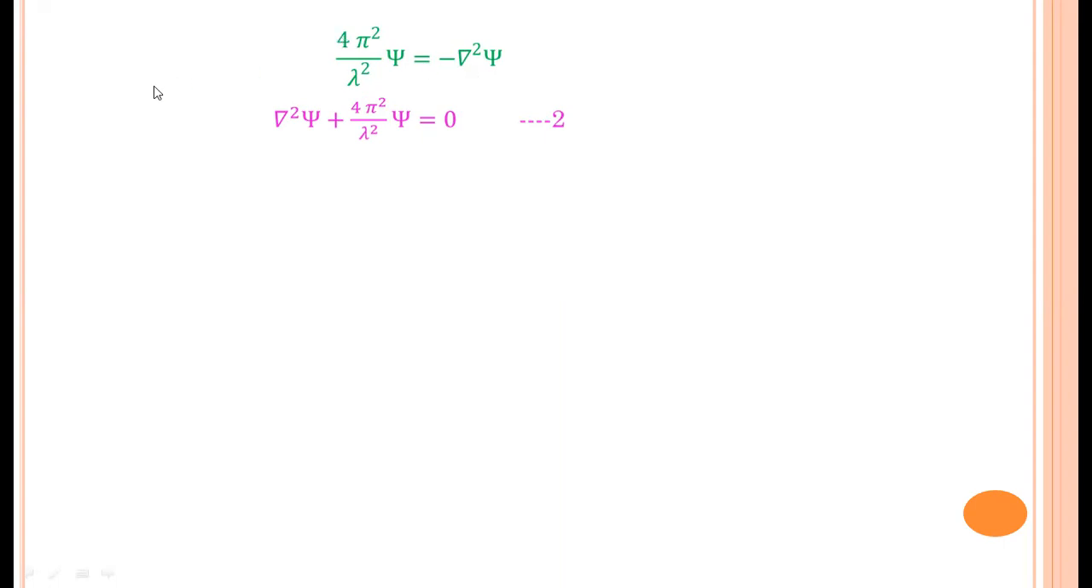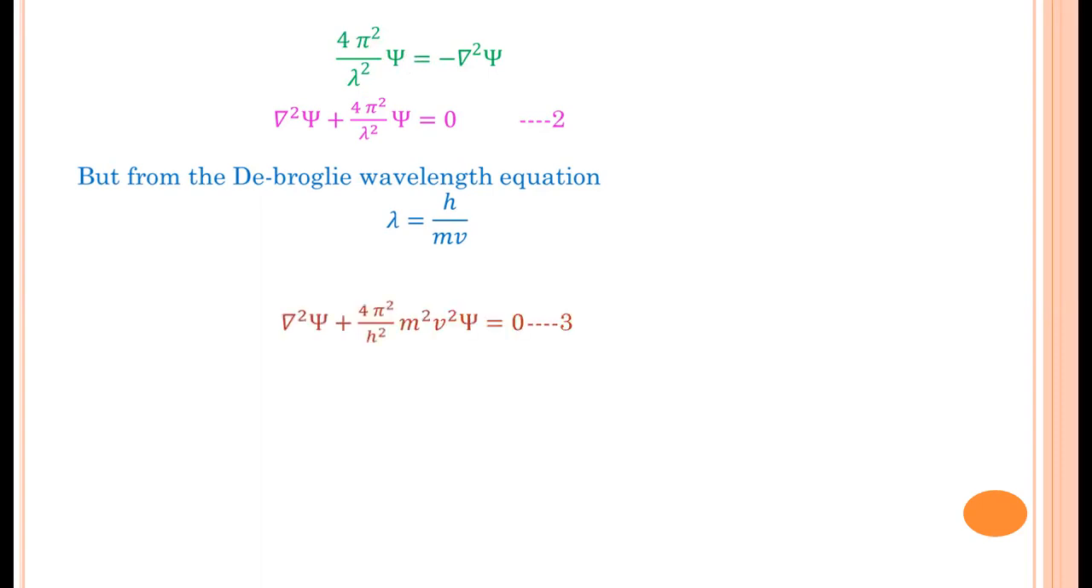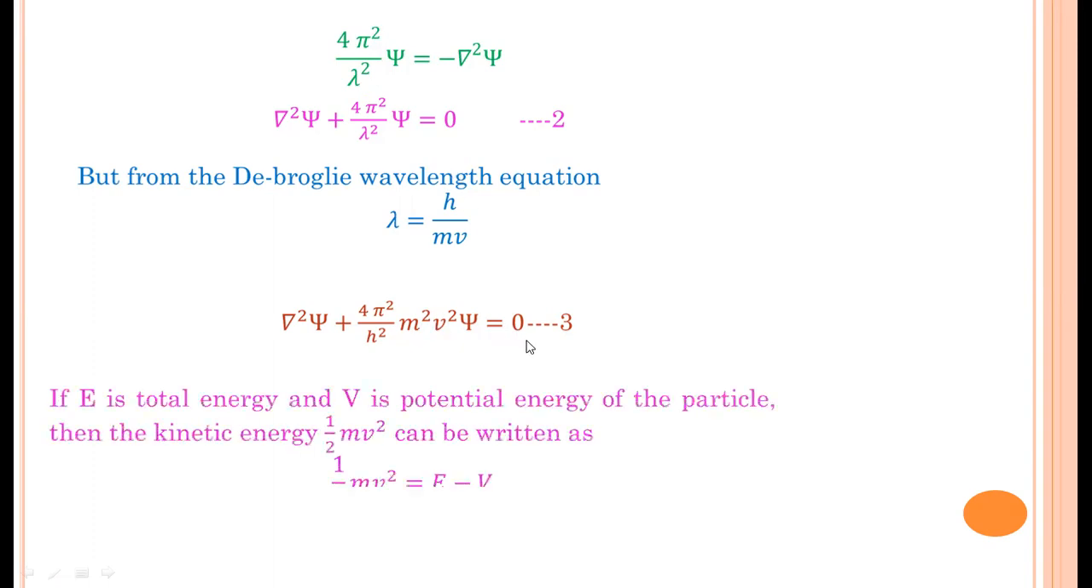But we know, according to the de Broglie wave equation, wavelength λ is equal to h by mv. So when we substitute this value of λ into the above equation 2, that is ∇²ψ + 4π²/λ²ψ, where λ is replaced by h by mv, that is ∇²ψ + (4π² m²v²/h²)ψ is equal to 0.